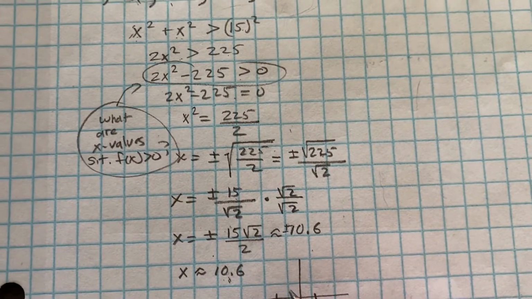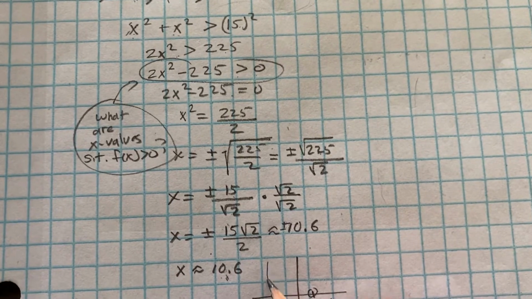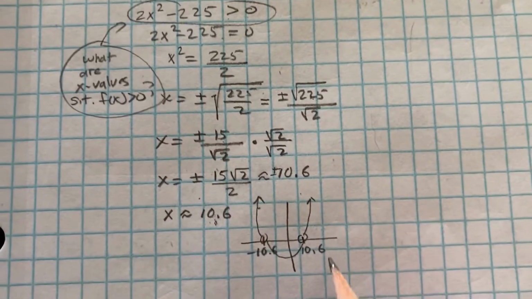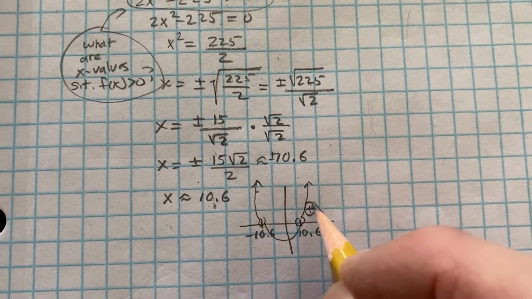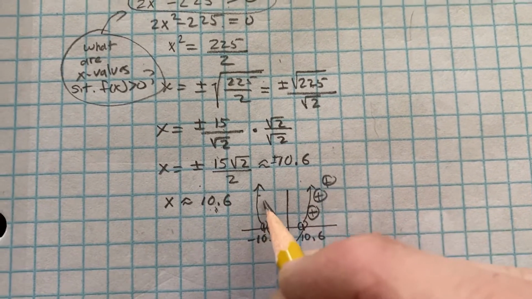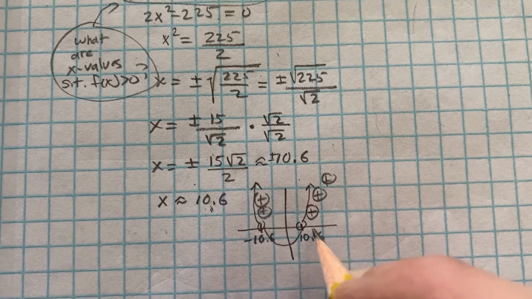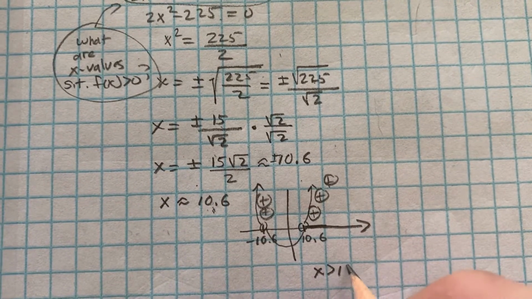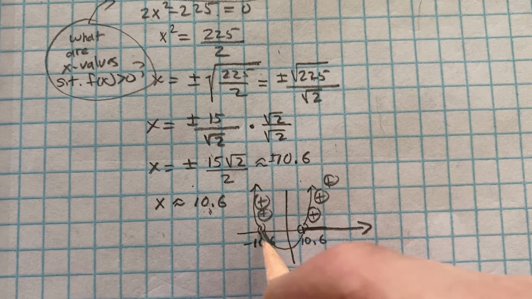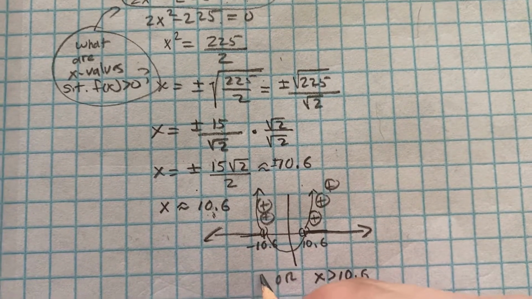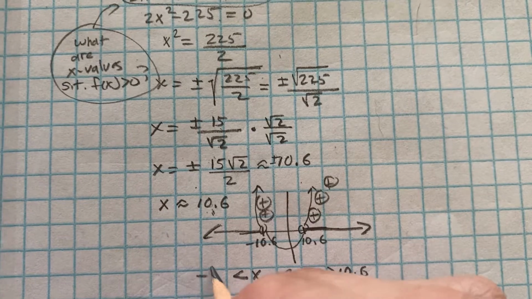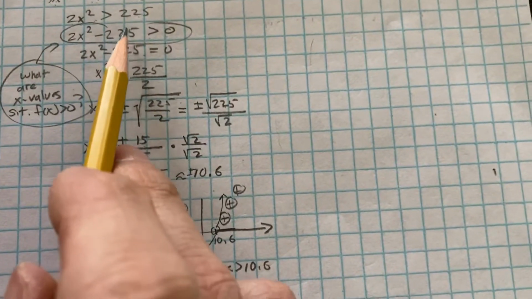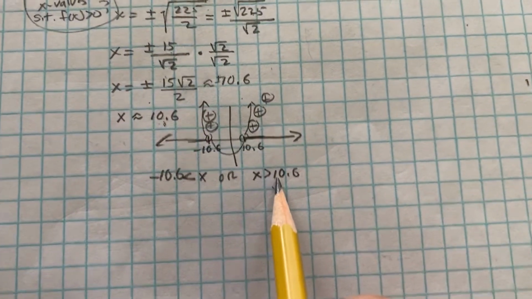And so this parabola I know is going to go up because a is positive. Okay, so what are the x values such that f of x is positive? f of x is positive over here, it's positive over here. And so my solution set is x is greater than 10.6, or x is less than negative 10.6. Okay, so that's how you would solve the quadratic inequality of this problem.